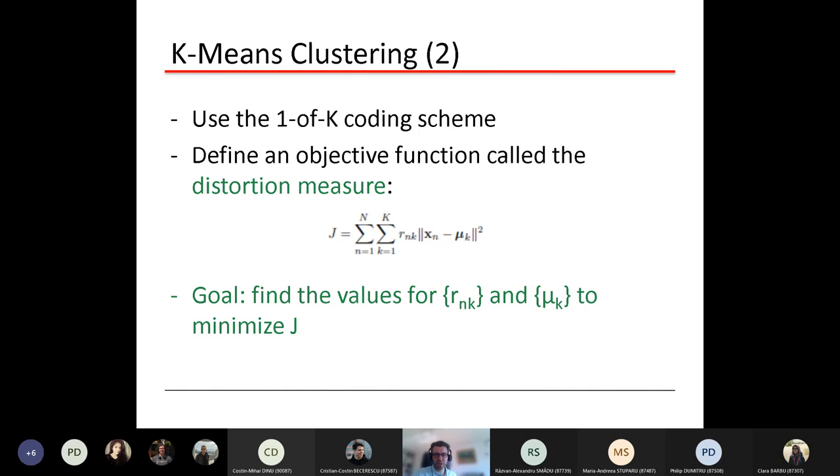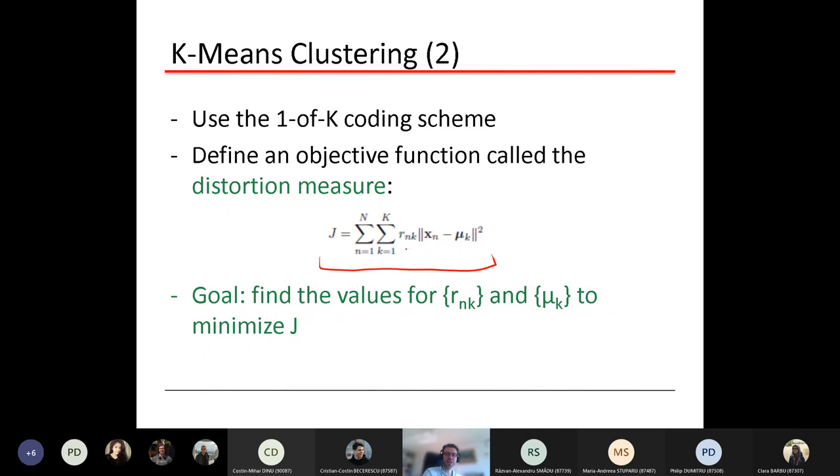The measure that you're going to use is called the distortion measure, which is our objective function, showing how good the clustering is. It is defined using the square of the distance between each point x_n and the closest cluster. The closest cluster is the cluster to which each point is assigned. So we take this distance for each point and its closest cluster.